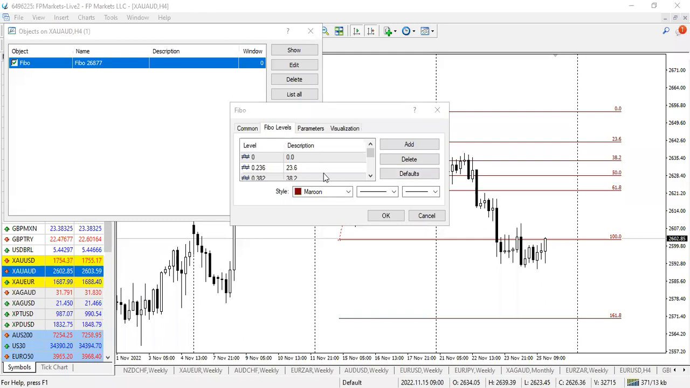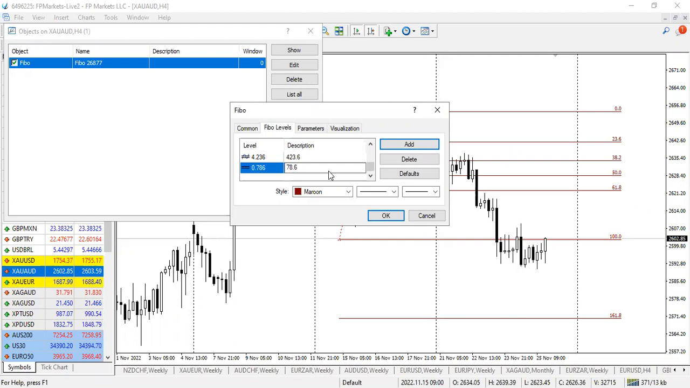We already have some Fib ratios, 23.6. For now, let me delete the ones we don't need. 23.6 out, delete, I don't need it. 38.2, I need it. 50.0, yes, we need it. 61.8, yes, we need it. How about 78.6? To the right of level, you put 0.786, and to the left, I'll put 78.6.